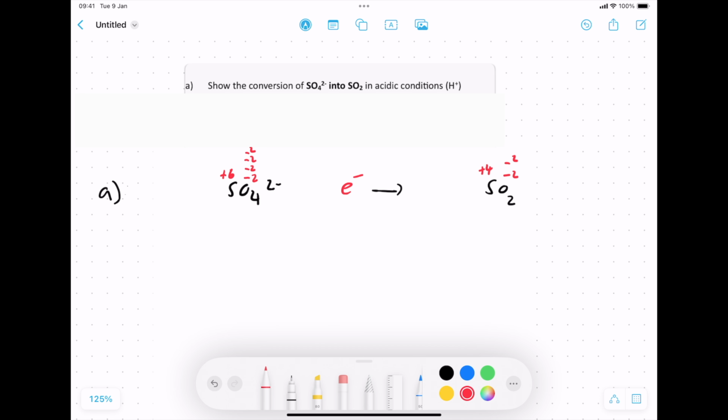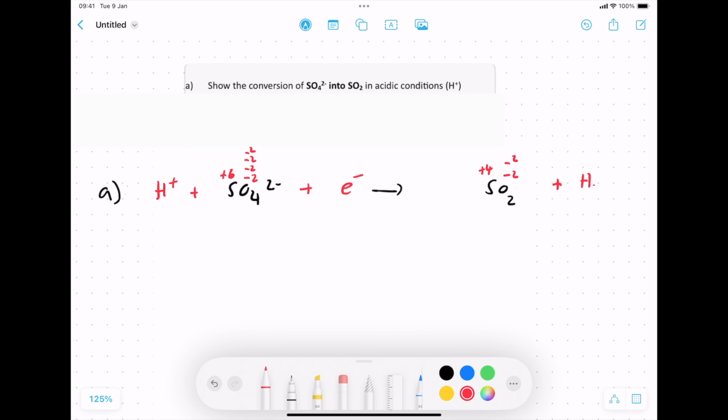Now, I turn my attention back to the original question, which says show the conversion of SO4 2- into SO2, and it says in acidic conditions. With the condition, you must always place that on the left-hand side, because that's the condition the equation is operating in. And then finally, we need to introduce water onto the right-hand side.